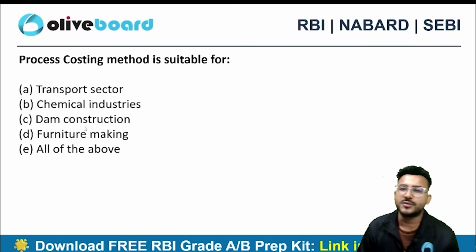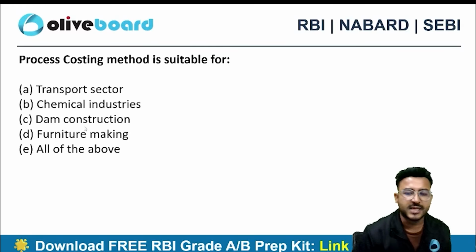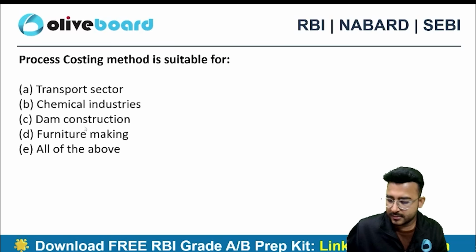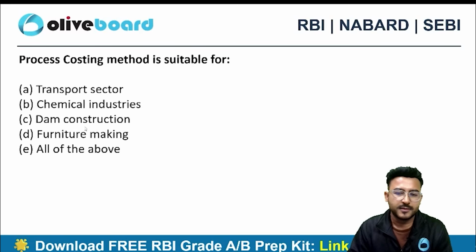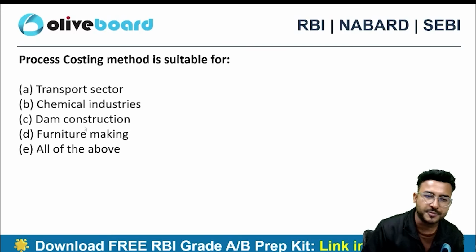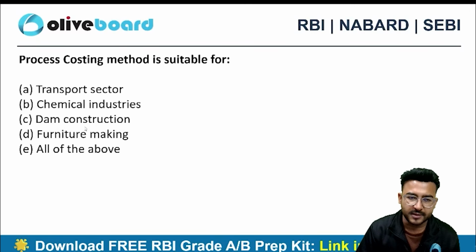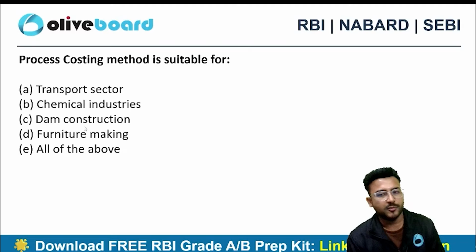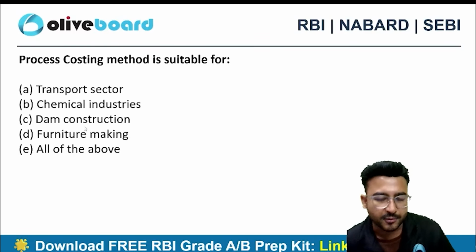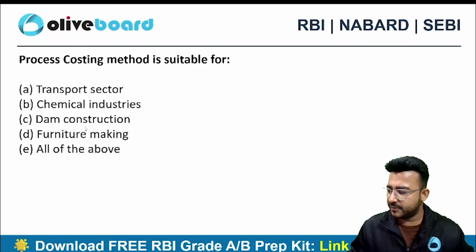Process costing method is suitable for which type of sector or industry? Now these kinds of questions are again and again coming in your examination, where you need to identify the method of costing which is suitable in a particular industry. Option A, transport. Option B, chemical. Option C, dam construction. Option D, furniture making. Option E, all of the above. It's quite simple, right? These kinds of questions are among the most repetitive in nature. Identification of the methods of costing.